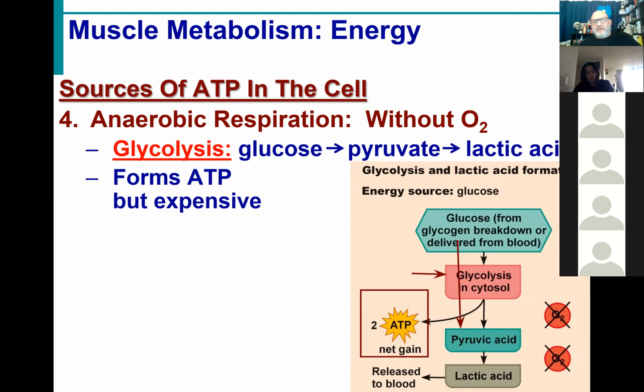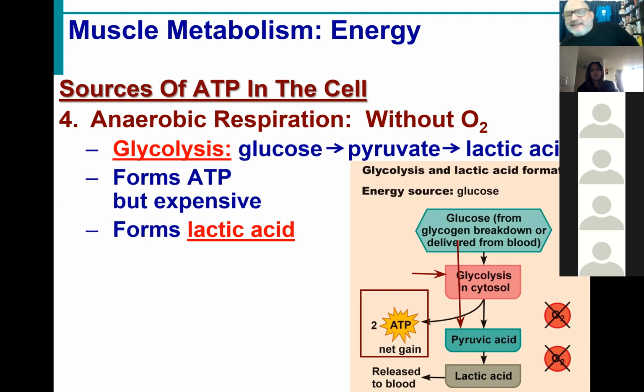The problem with this is it's much more expensive. From each glucose, now instead of getting 32, we're only getting 2. And the other problem is without that oxygen to move that pyruvic acid into the mitochondria, it's going to form that lactic acid. And that lactic acid is one of the major factors that leads to muscle fatigue.